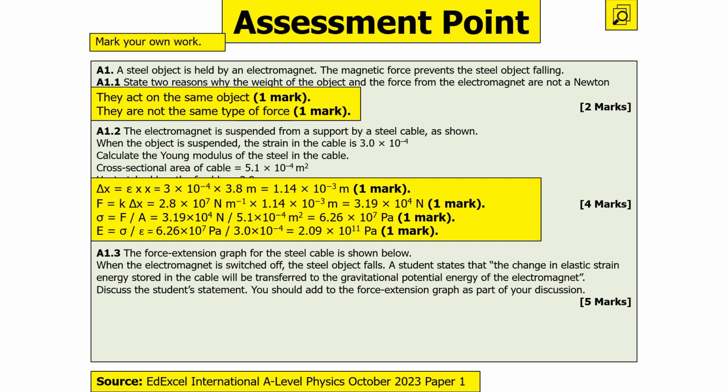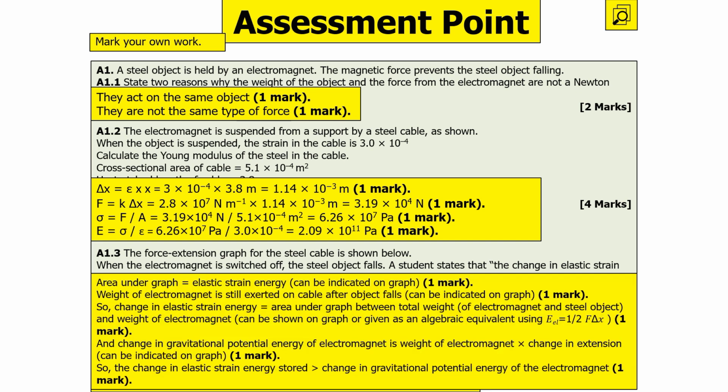Now in this last graph, we know the area under the graph is the elastic strain energy. Now once you've released that particular steel object, the weight of the electromagnet is still exerted on the cable. So any change in elastic strain energy will equal the area under the graph between the total weight of the electromagnet and the steel object and just the weight of the electromagnet itself. So there'll be a difference in the areas due to that.